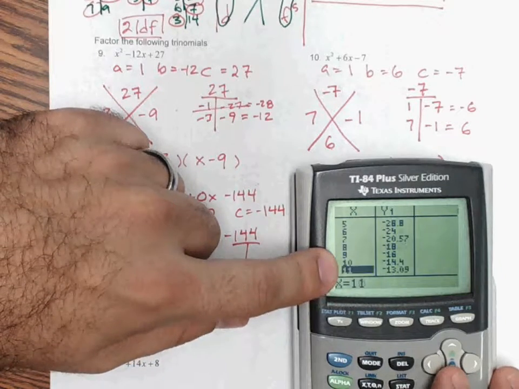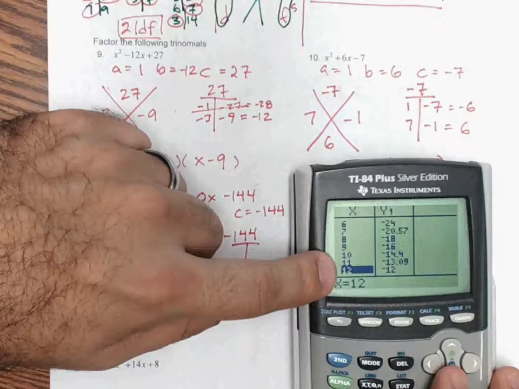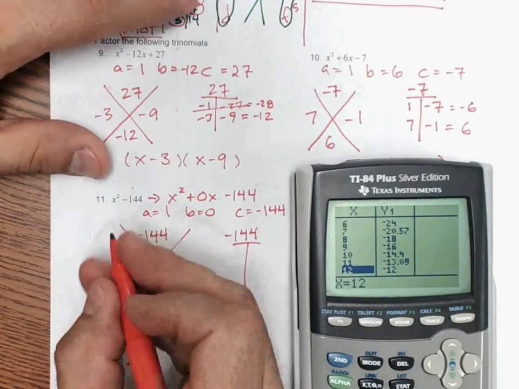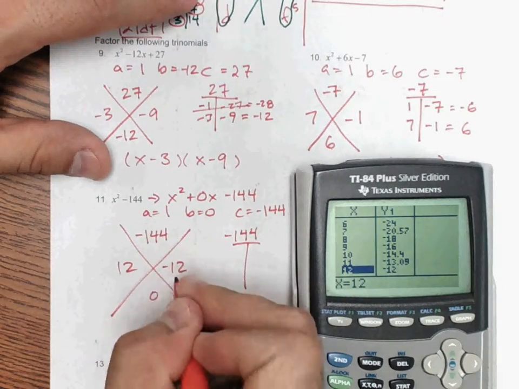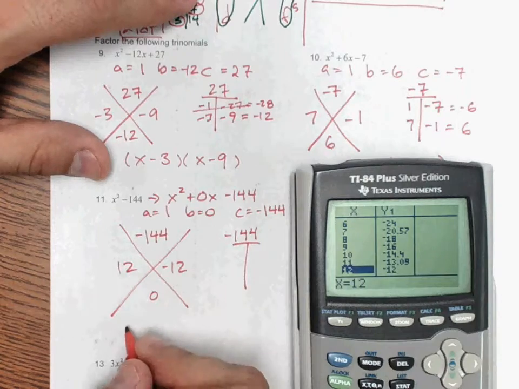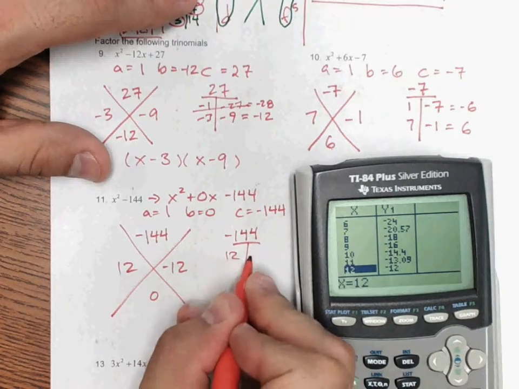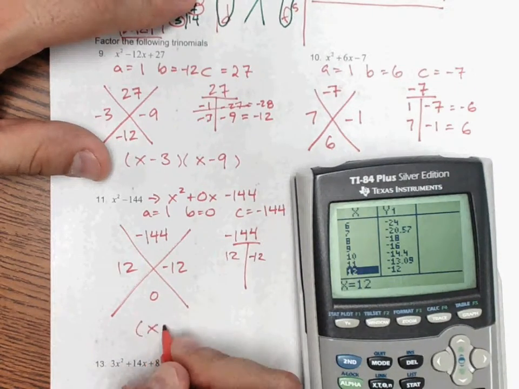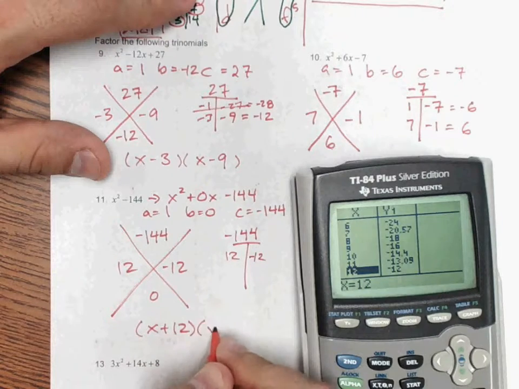Well, they're getting closer together. There it is, 12 and negative 12. Okay, 12 and negative 12 will give us 0. So x plus 12, x minus 12.